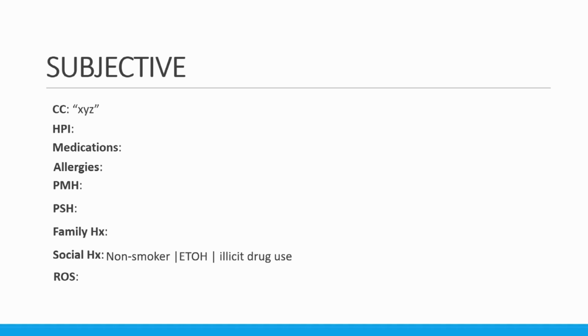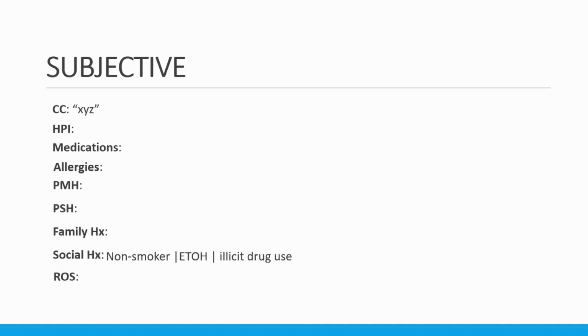Then HPI is your history of present illness. Then you want to make sure that you get the patient's medications, which ones are active and they're taking. If there's any allergies, PMH for past medical history, PSH for past surgical history, the family history if it's something contributory or pertinent, then there's social history. You always want to know if the patient is a smoker or not a smoker, if they use alcohol, or if there's any history or active history of illicit drug use. Then you want to get your ROS, which is basically your review of systems.